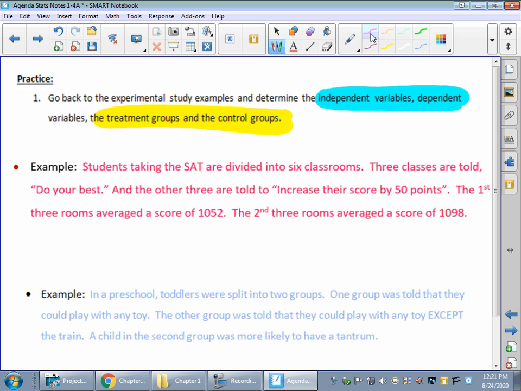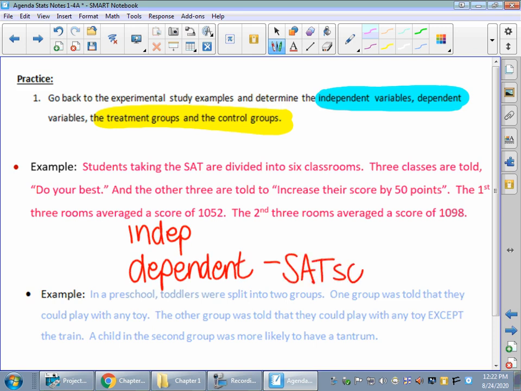So if I'm taking the SAT, I'm dividing up into classrooms. I tell these 3 classes this, those 3 classes that, and then I look at their scores. So the dependent depends on something being changed. So that's going to be the actual SAT scores, right? And then the independent is what's being manipulated. We could say maybe that's the directions that we gave at the beginning, the do your best or increase your score or giving them breakfast or giving them a study course. So the directions before the test.